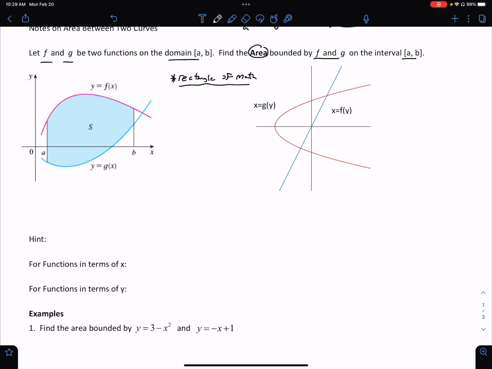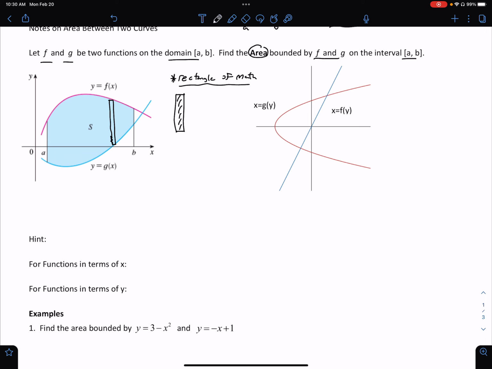What we're going to do is, from the top function to the bottom function, draw a rectangle. It doesn't have to be a very thick rectangle. As a matter of fact, it's really a very skinny rectangle like this. Remember, there's this little rectangle. Now what we're going to do is find the area of this one tiny rectangle.